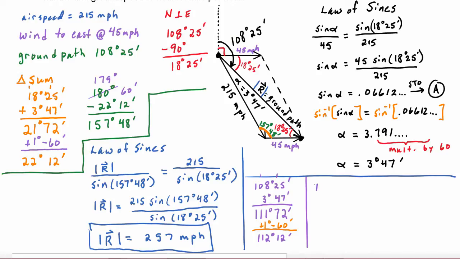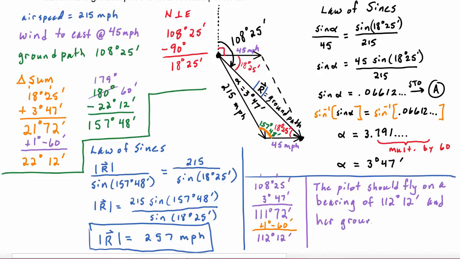We could say the pilot should fly on a bearing of 112 degrees, 12 minutes, and her ground speed will be 257 miles per hour.